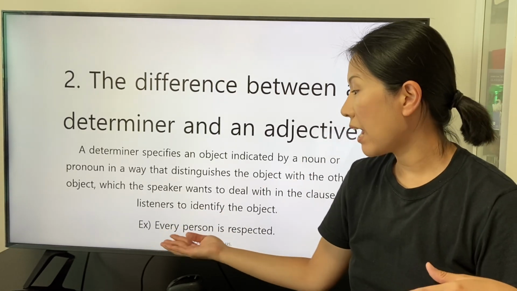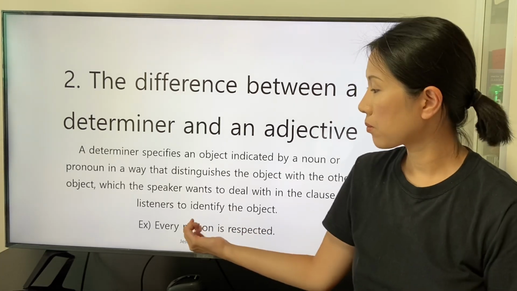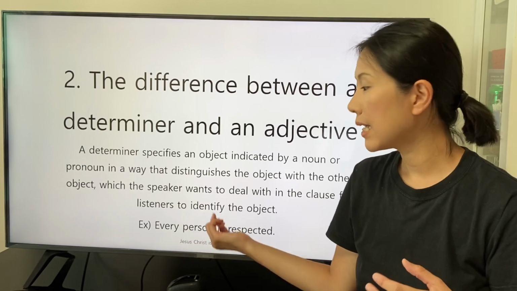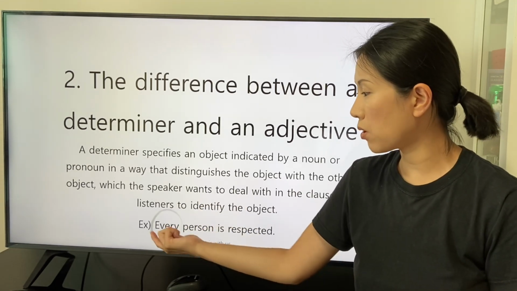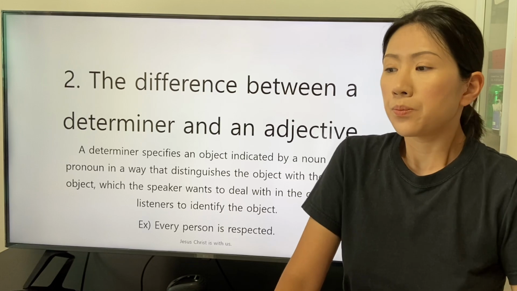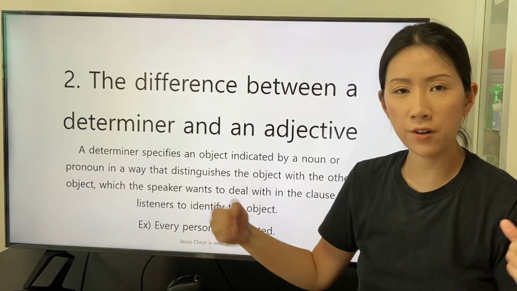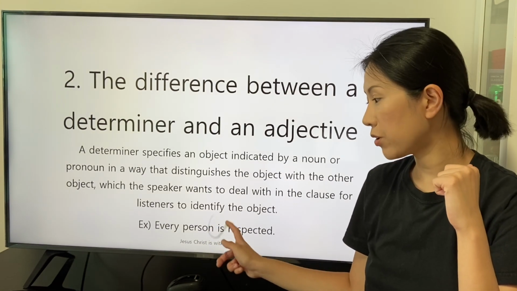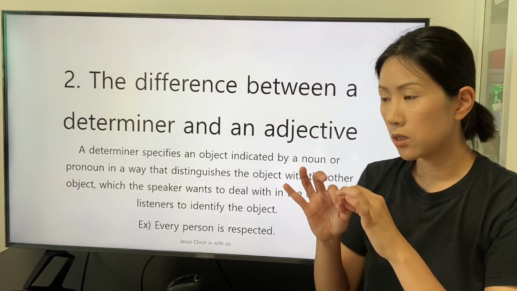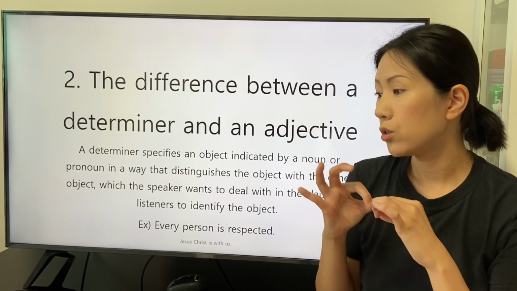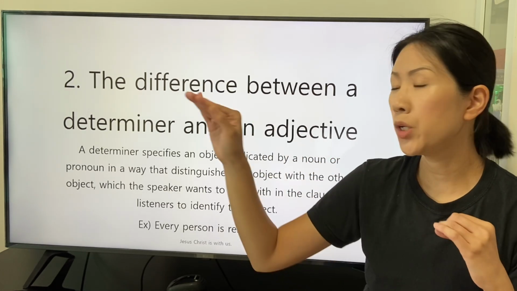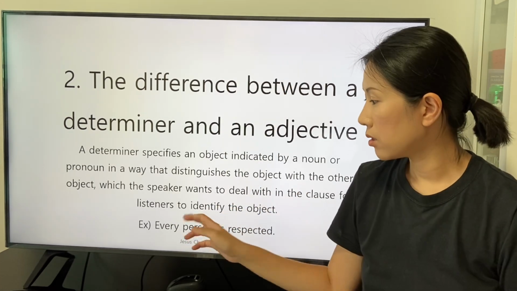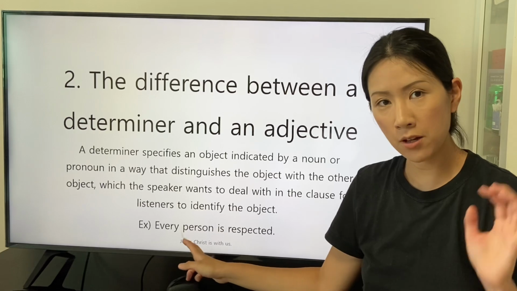There is a clause, every person is respected. The subject indicated by the general noun person is described by the determiner every. The definition of the determiner every is that the description by the be verb is to reach to each subject indicated by the general noun person.